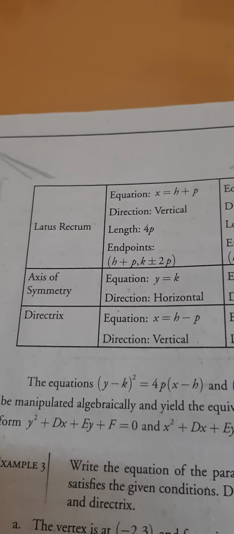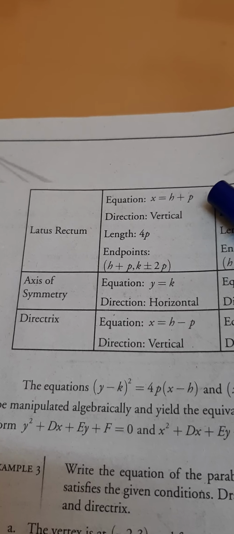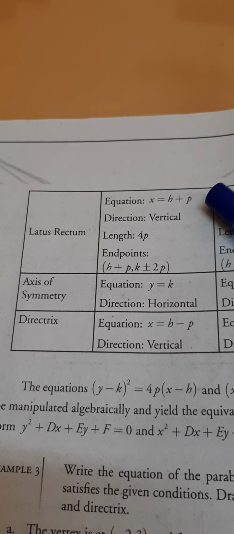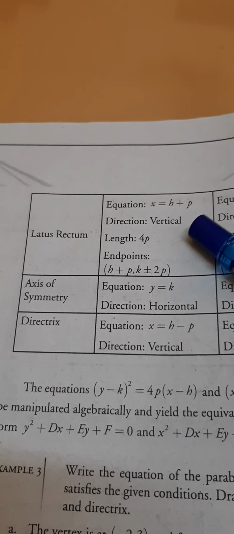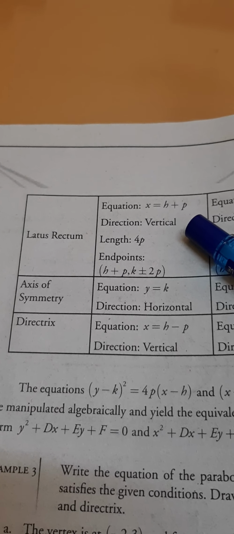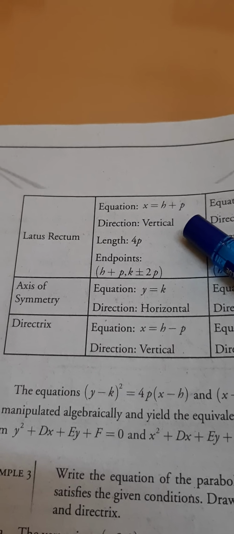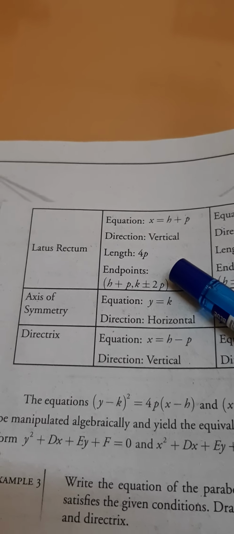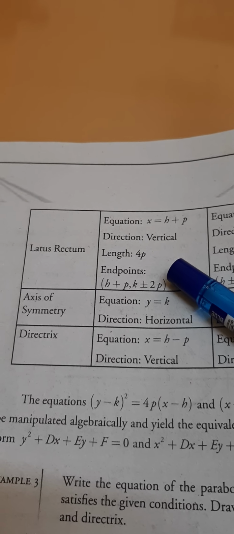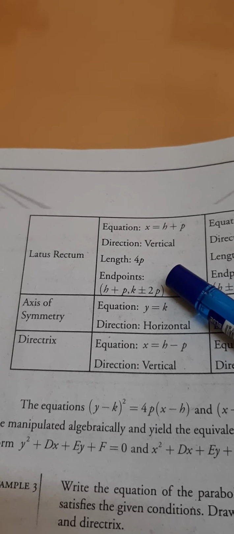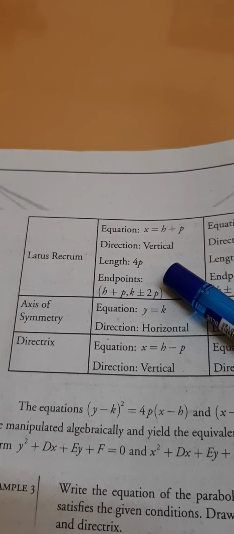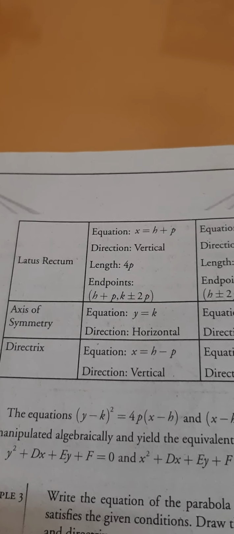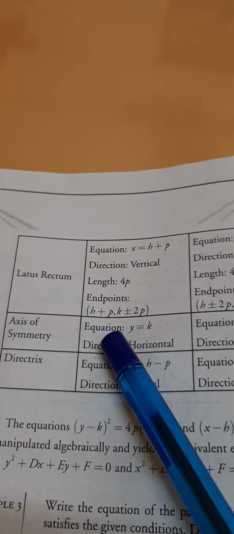Also, for the latus rectum of the parabola with horizontal axis of symmetry, we have the direction of the latus rectum. It is vertical, and the length is equal to 4p. If you divide the length into 2, it will be 2p and 2p. If we add it, it will be equal to 4p. So the endpoints of the latus rectum are defined by the points (h + p, k ± 2p).